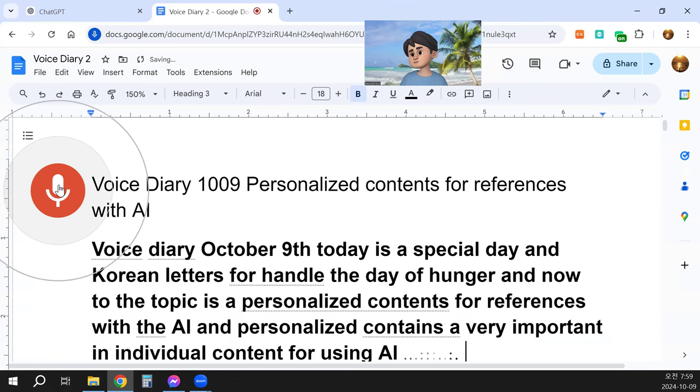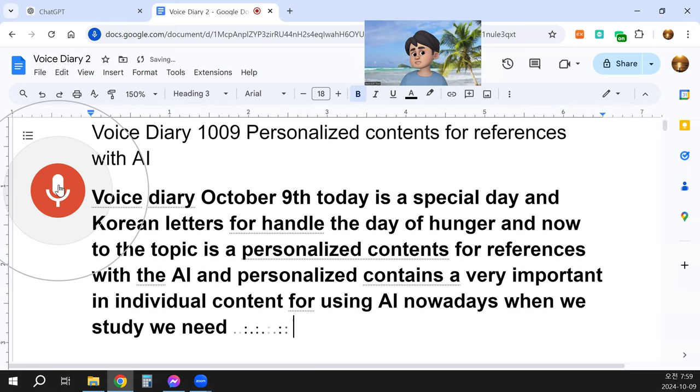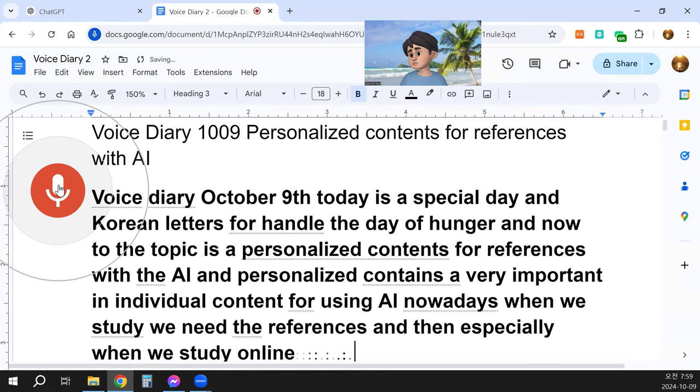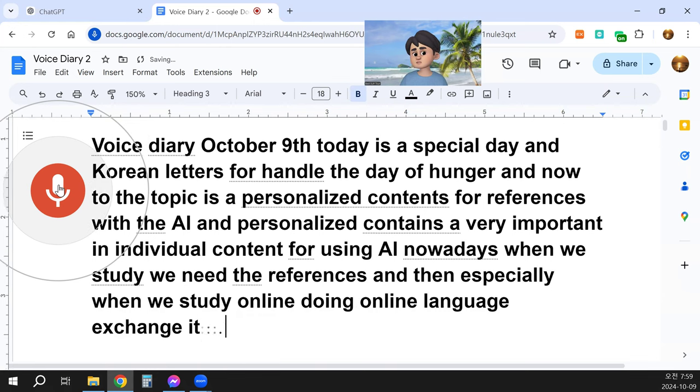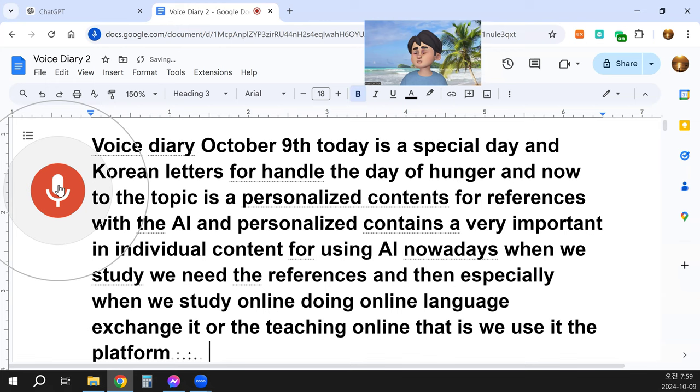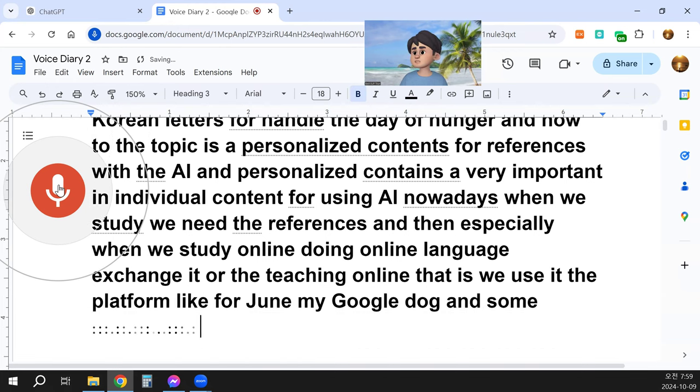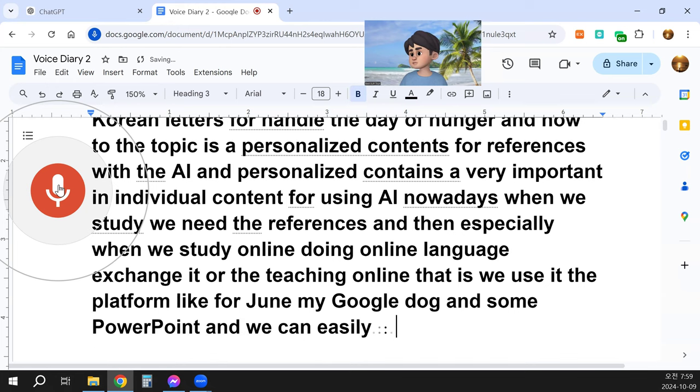Nowadays, when we study, we need references. Especially when we study online, doing online language exchange or teaching online, we use platforms like Zoom, Google Docs, and PowerPoint. And we can easily make references using AI.